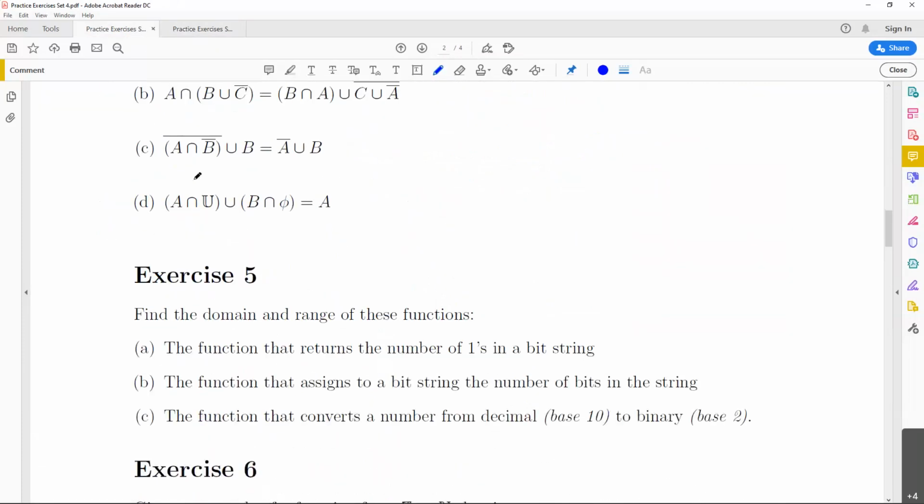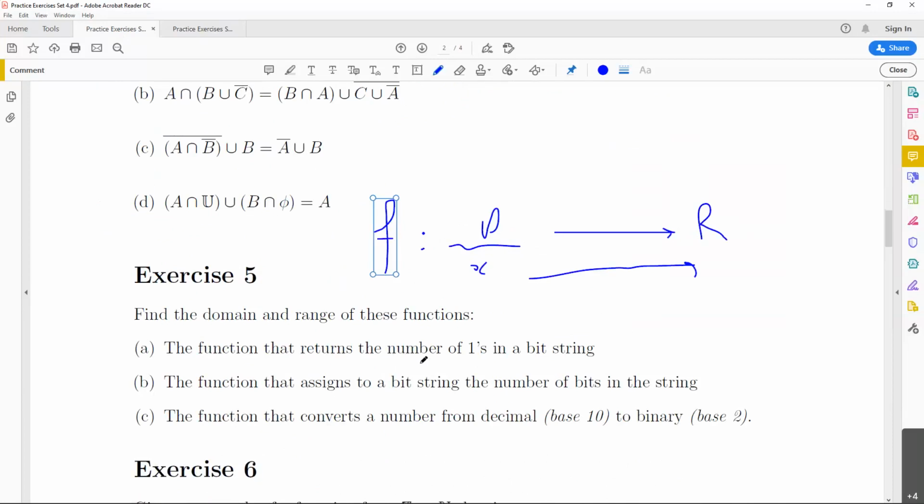Exercise 5. Let's do some functions. Find the domain and range of these functions. So what's a function? It goes from the domain, let's say, to the range. Should be something like that. Like what's x? Is it students? Where do you take that student?